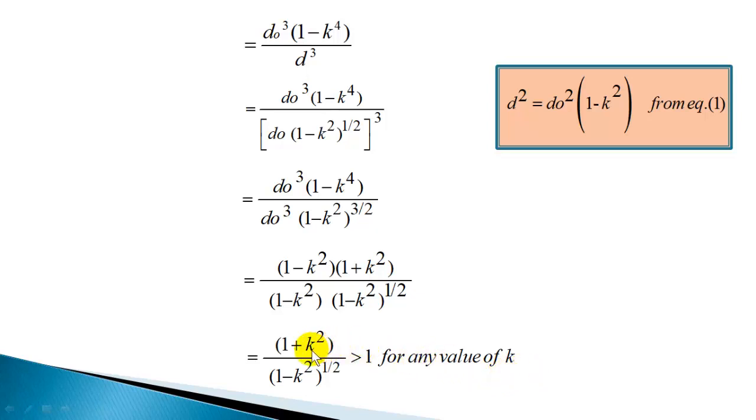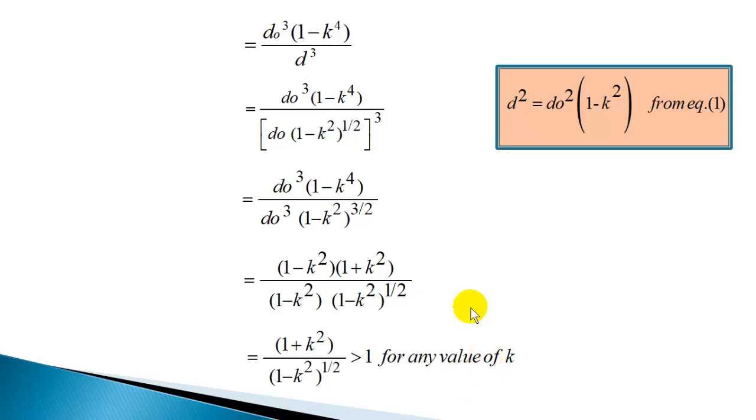So for any value between 0 and 1, this numerator will be greater than 1 and the denominator will be less than 1. The denominator will be less than 1 because you are subtracting a positive quantity from 1 and taking the root of that. So numerator is greater than 1, denominator is less than 1. Now the ratio is always greater than 1 for any value of diameter ratio k. So we have proved that a hollow shaft is stronger than a solid shaft for the same weight, length and material.